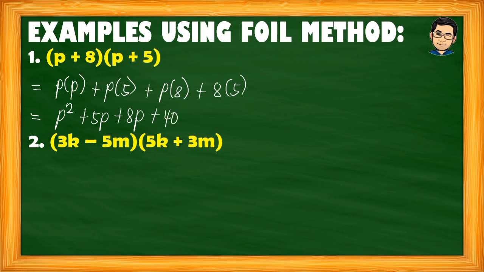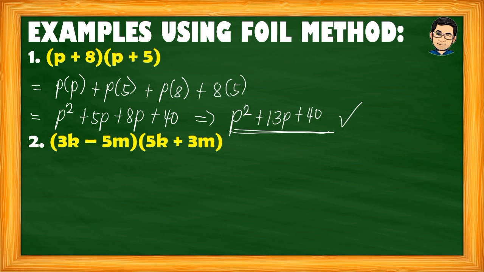Is this the final answer? No. We need to combine like terms. So, yung like terms natin dito, 5P tsaka 8P. So, kailangan lang natin silang i-add. So final answer, P squared plus, so 5P plus 8P, that is 13P, plus 40. So our final answer will be P squared plus 13P plus 40.